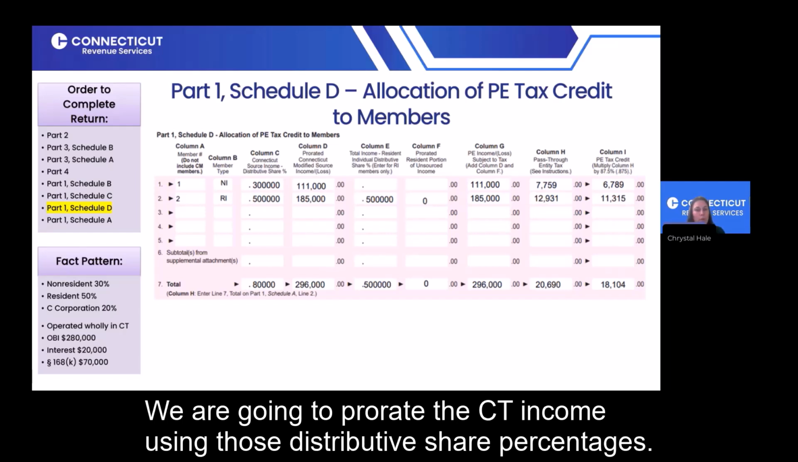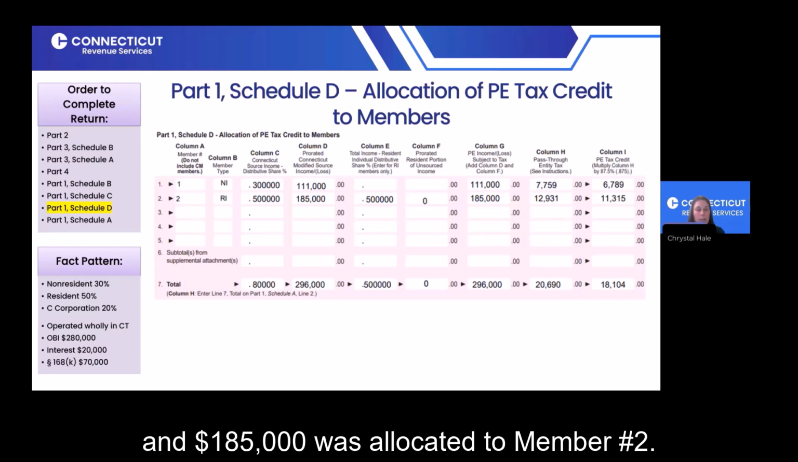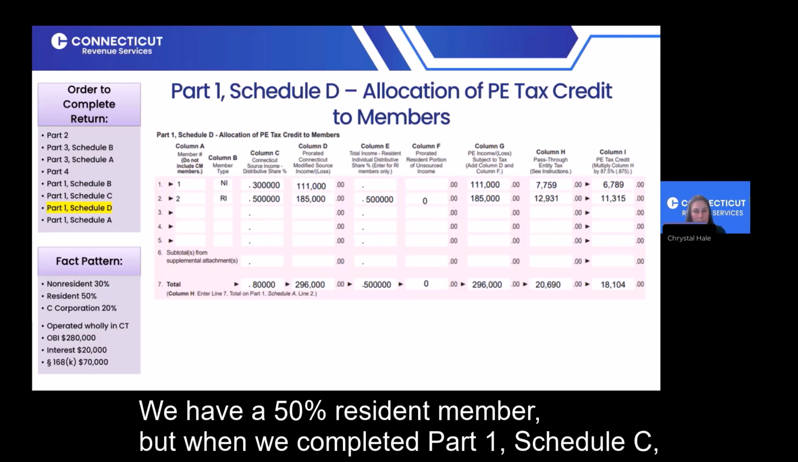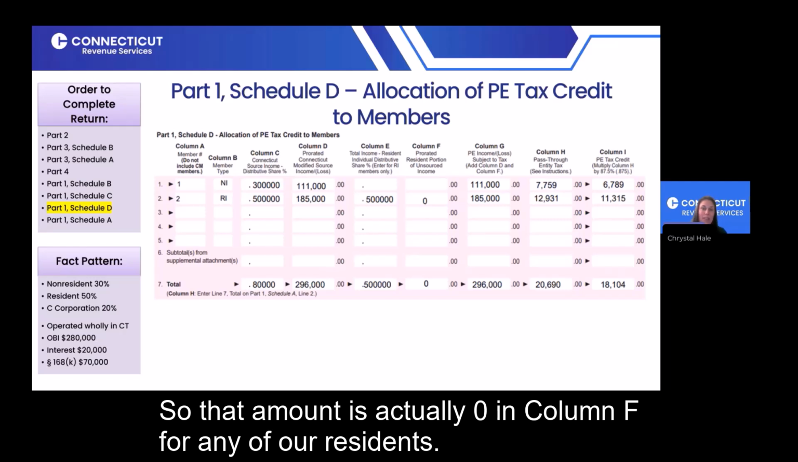We are going to prorate the Connecticut income using those distributive share percentages. So $111,000 was allocated to member number 1, and $185,000 was allocated to member number 2. Next, we're going to determine the unsourced income. We have a 50% resident member, but when we completed Part 1 Schedule C, we did not have any unsourced income. So that amount is actually 0 in column F for any of our residents.